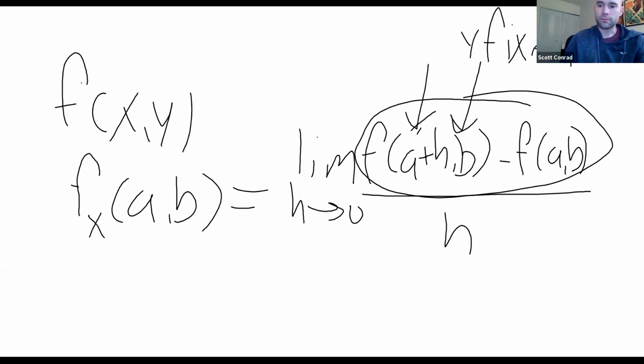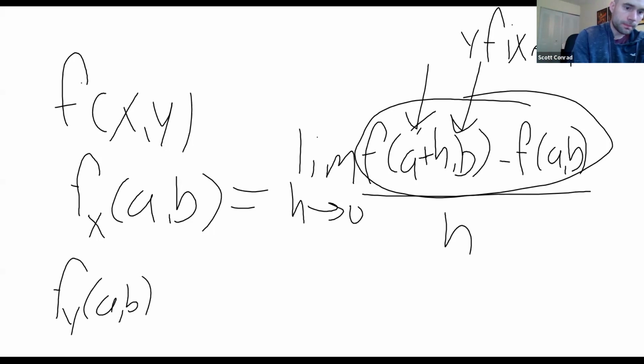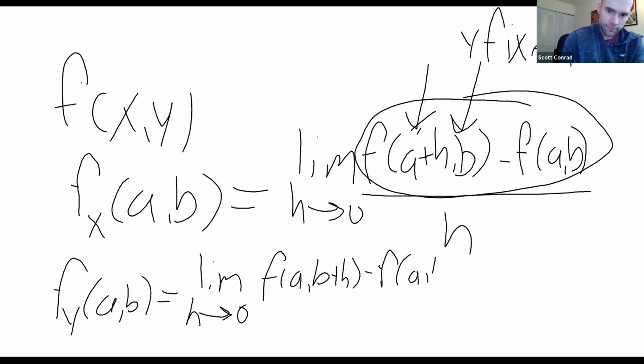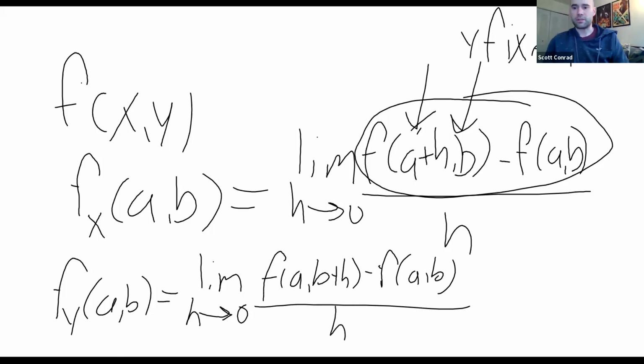And then we can do the same thing for the partial with respect to y. That's the same thing, except now we're leaving the x value fixed and changing y by a tiny bit, seeing how the function changes, and then dividing by how much we change y by. So the rate of change with respect to y: f of (a, b plus a tiny bit) minus f of (a, b), so the change in our function when we change y by a little bit, divided by how much we changed it by, and then take the limit as h goes to 0. Okay.